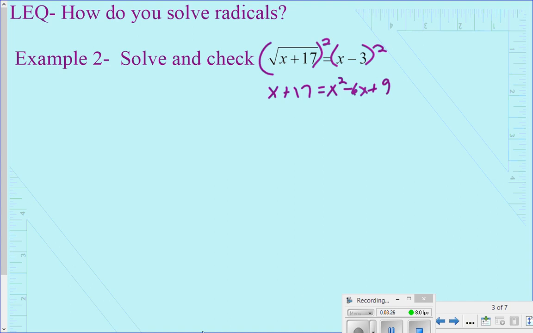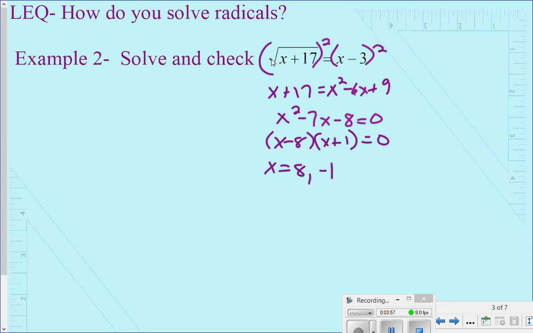So then I'm going to get everything together on one side so that the quadratic equation is set equal to 0. So I can solve. So subtract x and subtract 17 gives me x squared. Subtracting x from negative 6x is negative 7x. Subtracting 17 from 9 gives me minus 8. So I know at this point I can factor or use the quadratic formula or complete the square. Looks like this one factors pretty easily. So x minus 8 and plus 1. So then x is equal to 8 or negative 1.